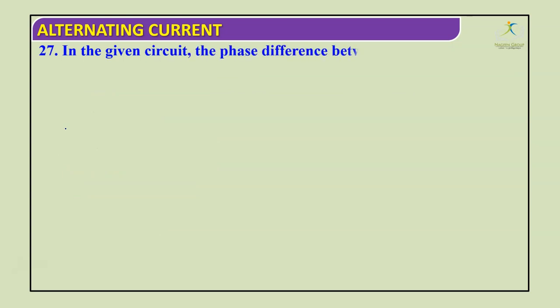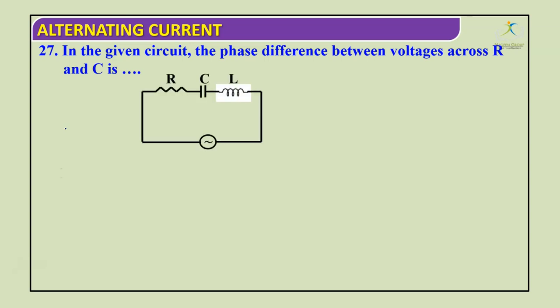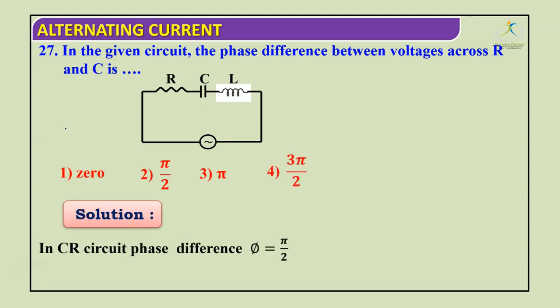Next question we have, in the given circuit, the phase difference between the voltage across R and C is: 0, pi by 2, pi, 3 pi by 2. We know that in the CR circuit, the phase difference will be pi by 2. So the correct answer will be the second option.